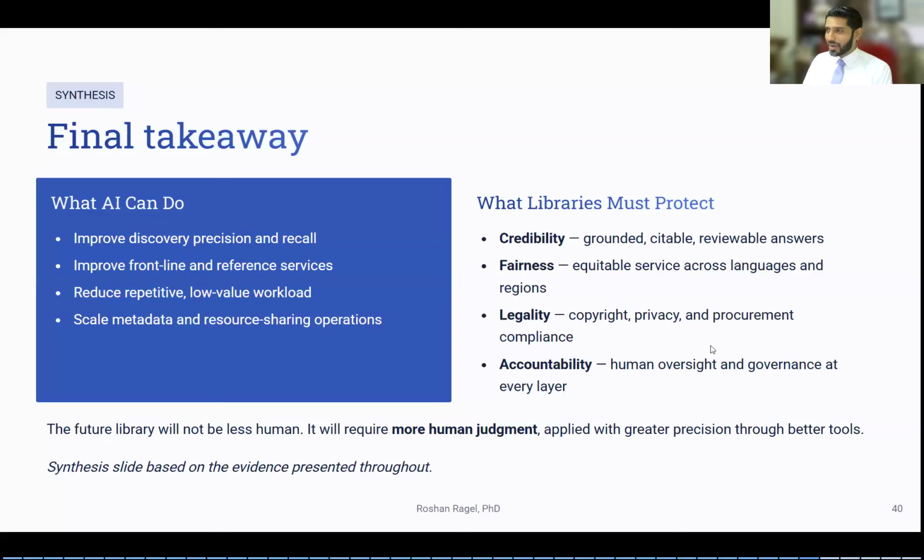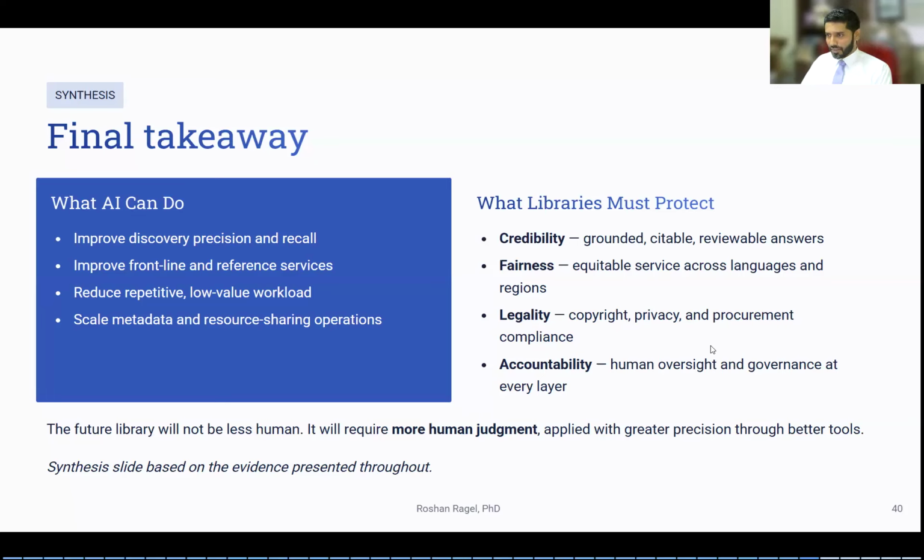Just to finish and give some time for everyone to ask questions and have a short discussion, I'll finish with my final takeaways. What an AI system can do is improve discovery, precision and recall. It can improve all this in our day-to-day activity, the service that we provide to our users. It can improve frontline and reference services. It can improve repetitive work, meaning it can be given to the tools, and it can also help scale metadata and resource sharing operations.